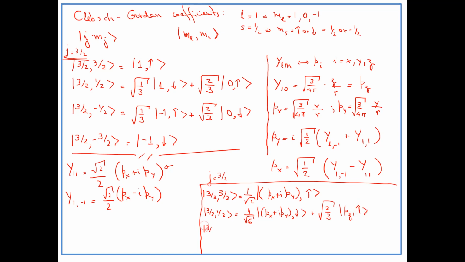The 3/2, minus 1/2 state is 1 over square root of 6 of (px minus i py), which is ML equals minus 1, spin up, plus square root of 2/3 of pz spin down.